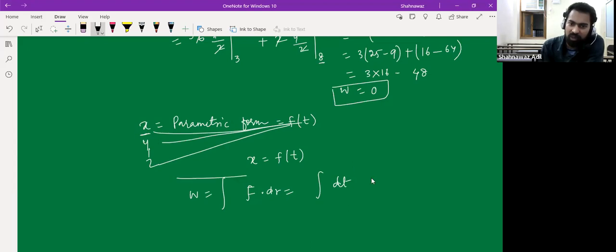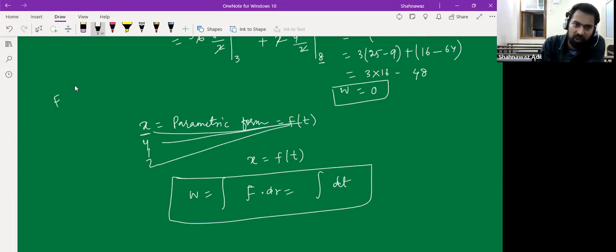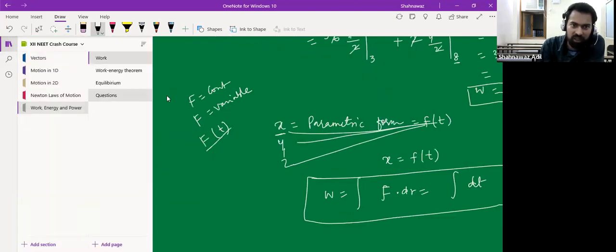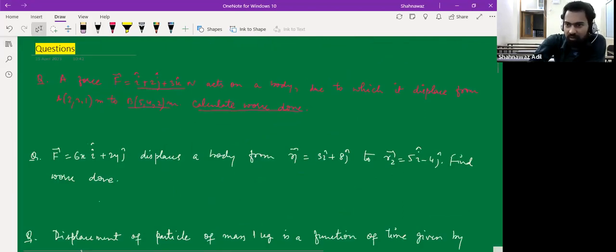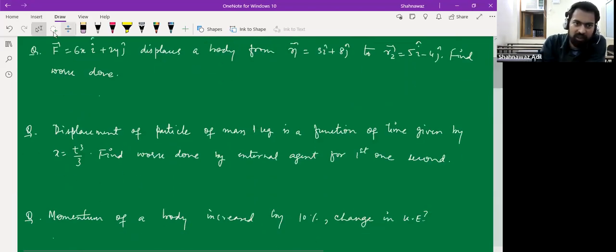Understood my point? In the previous questions we learned that your force is either constant or variable. Now let's say your force is in some parametric form. Then what will you do? Let's take one example of that. Okay, so let's take this question.